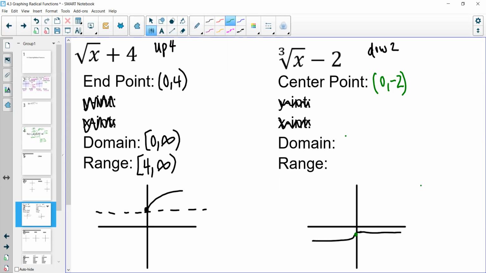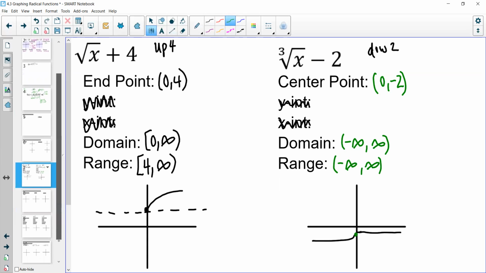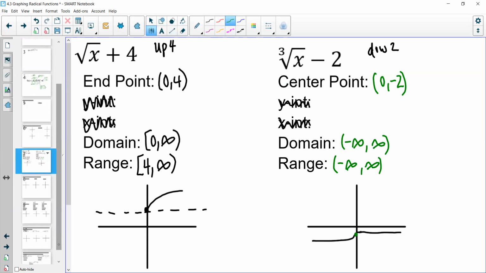And so our domain, our x value, is still the same, but notice how all of the x values still work. So it's still -infinity to infinity. And our range is still the same, -infinity to infinity. Now it does not change when it's that cubic function, but it does change when it's this square root function.